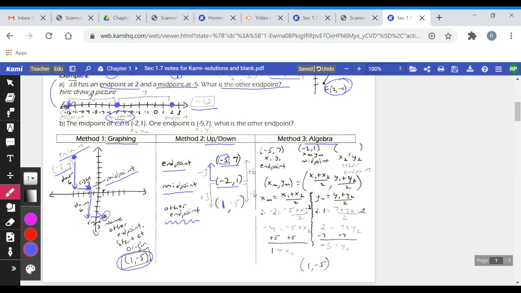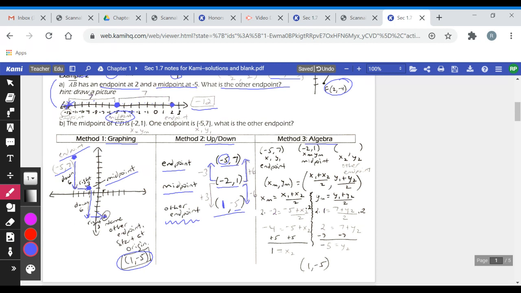And so if I go the other direction, if I went up to get 6, then if I go down, I'm going to subtract 6. So 1 minus 6 gives me -5. And that's what we end up with there. And that's, again, the same answer I got with the first method: 1, -5. All right, the last method I have is the algebra.